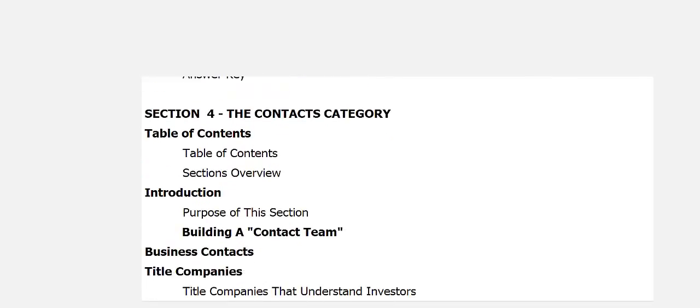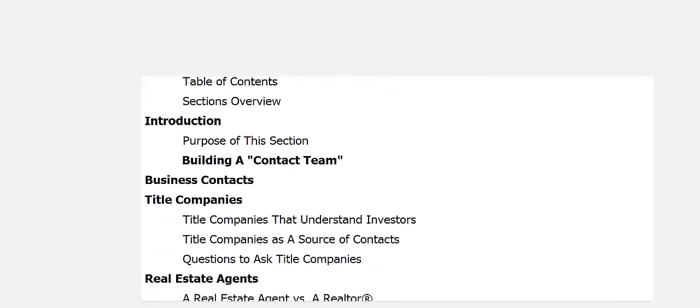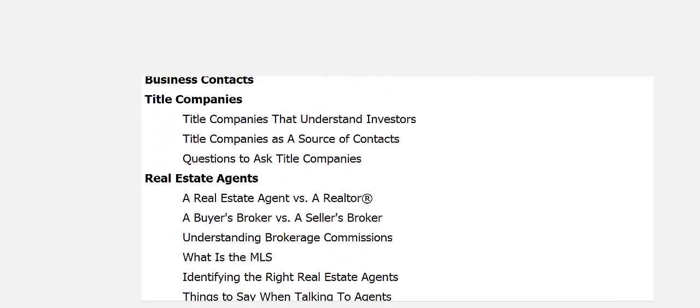Section 4 brings us to the contacts category. Table of contents, sections overview, introduction, purpose of this section, building a contact team. So we're going to first go through business contacts. There are title companies. You've got to find title companies that understand real estate investors. Title companies as a source of contacts, questions to ask title companies, then we go through real estate agent contacts.